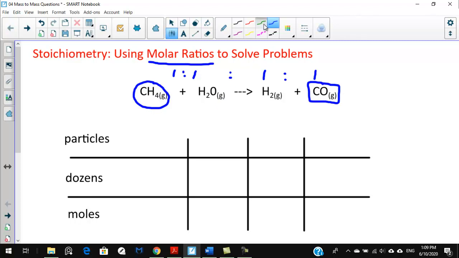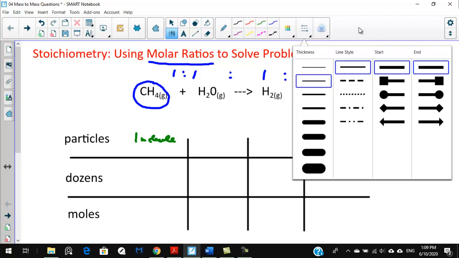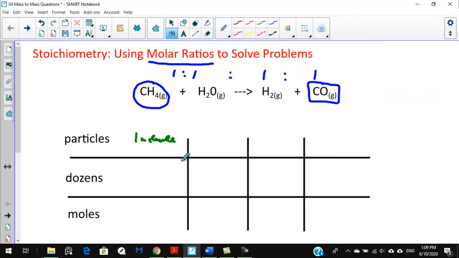Now, before we get into a big question, let's just make sure we have a common understanding of what an equation actually means. As I was saying, if you take one molecule of methane, then when you react that, you're going to need one molecule of water. You're going to make one molecule of hydrogen gas and one molecule of CO gas, carbon monoxide.